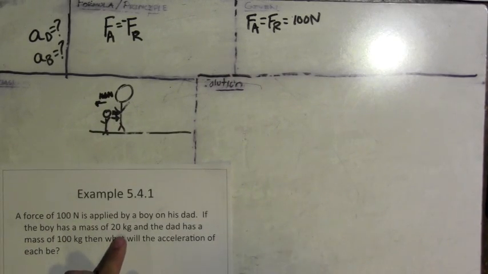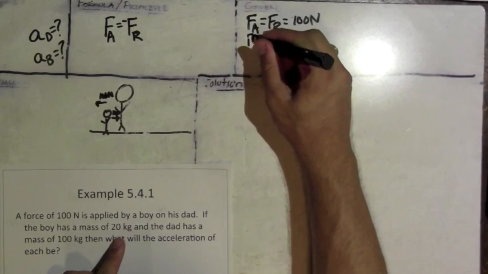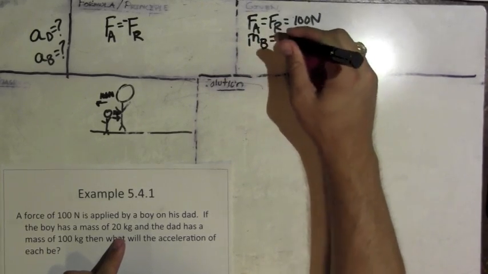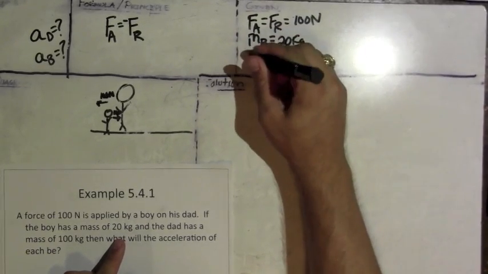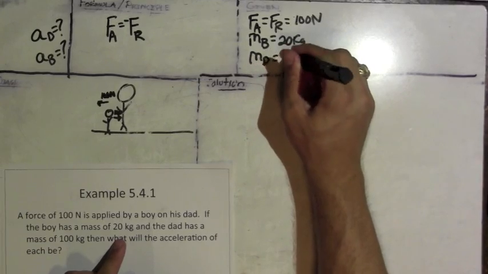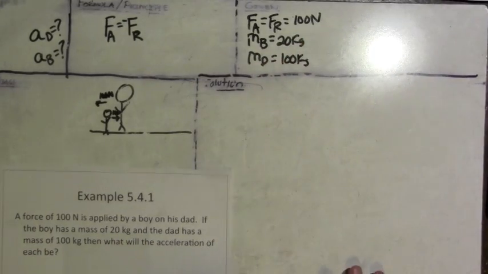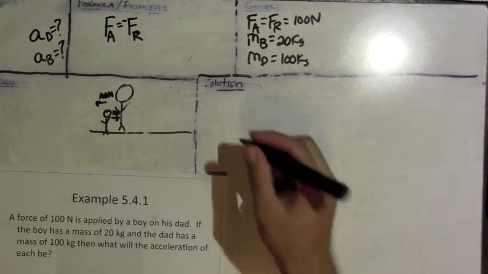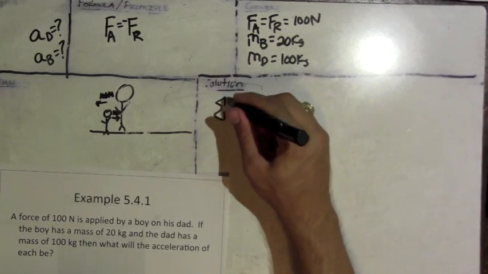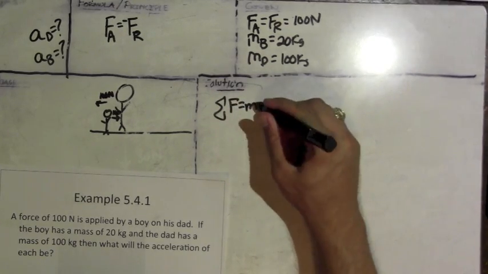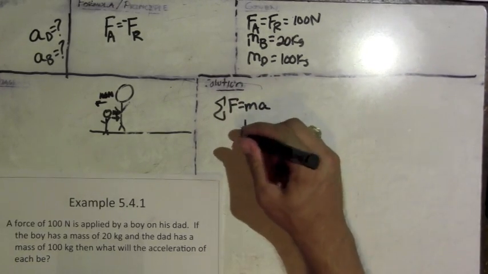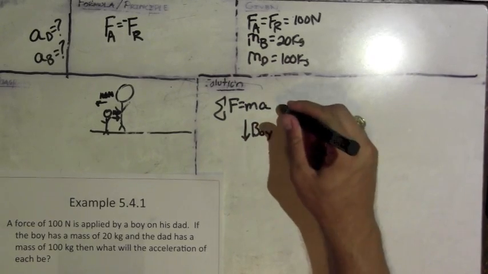So now, you also have the mass of the boy, which is 20 kilograms, and the mass of the dad being 100 kilograms. So now we can solve these each individually. We can say the sum of the forces is equal to mass times acceleration. We're going to do it for the boy, and we're going to do it for dad.